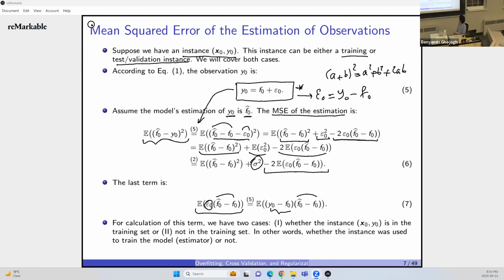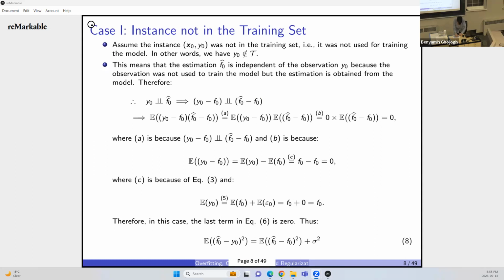For calculation of this term, we have two cases now, as I said, whether the instance x0, y0 is in the training set or not in the training set. Okay, let's see. Case 1, instance is not in the training set. So it's either validation set or test set. Therefore, y0 is not in the training. Then this means that the estimation f0 hat is independent of the observation y0. Right? Because the observation was not used to train the model.